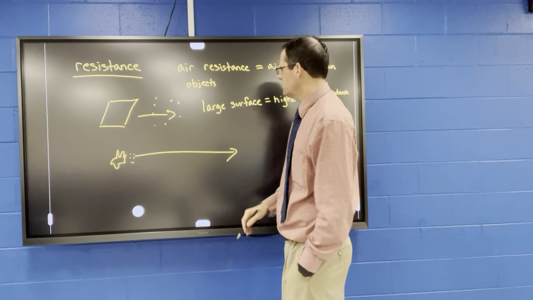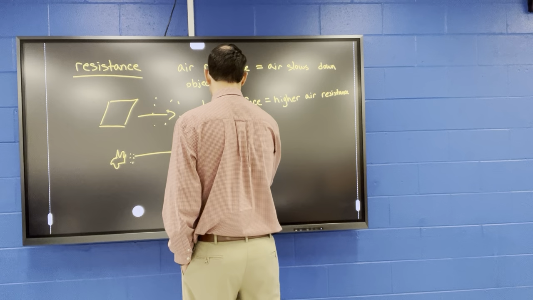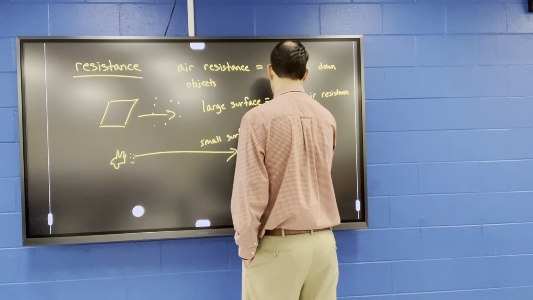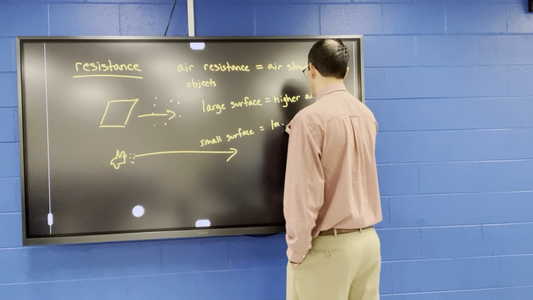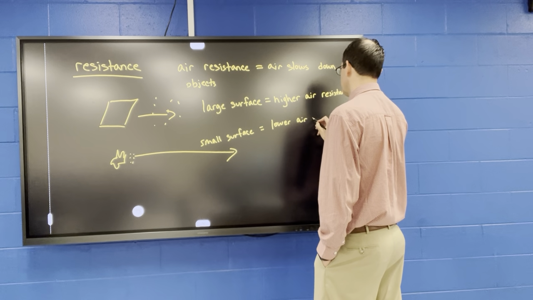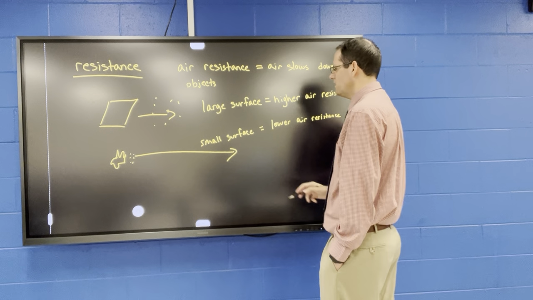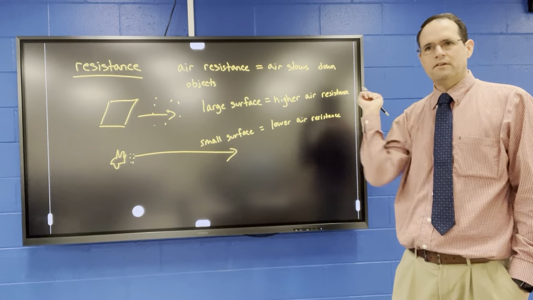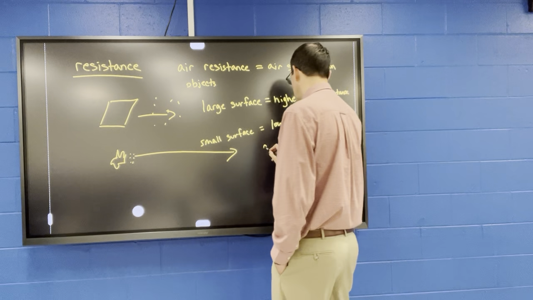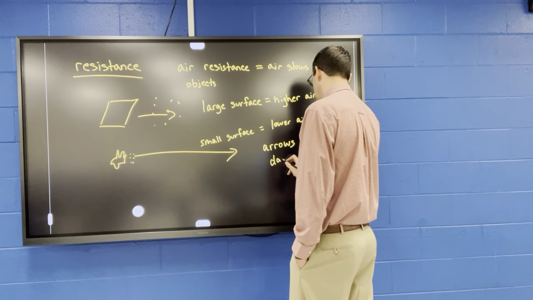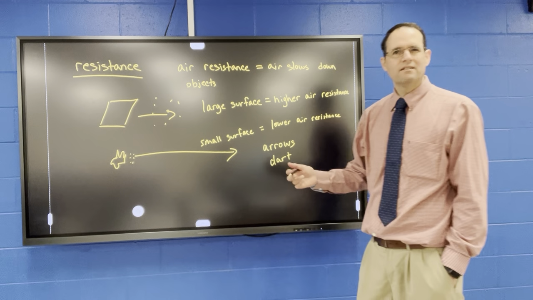Something with a smaller surface area is going to have a lower air resistance. Okay. Things with a lower surface area that are meant to travel very far distances are things like arrows, maybe a dart, okay, a bullet, things like that.